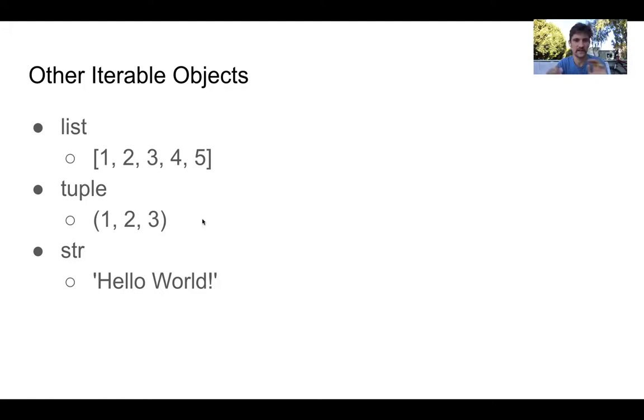So a list is defined with these square brackets, and then everything inside of that is part of the list. And the tuple is very similar to the list, except it's defined with parentheses and it's immutable. And so we'll get into what immutable means later. And then, of course, there's the string, which you all remember from earlier labs. You can iterate over a string, which we're going to learn about now.